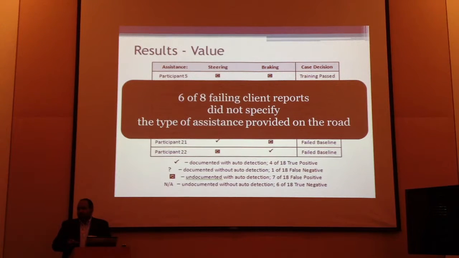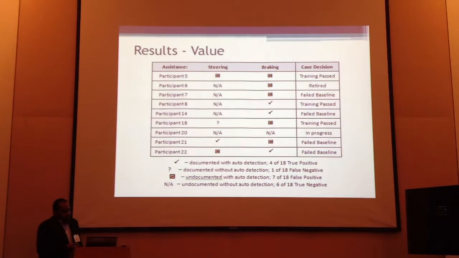So this speaks to the evaluator's potential for not putting enough information in the documentation. There were 6 instances where perhaps it said the client was assisted, but it didn't say if it was steering or braking. So just off of medical records, you can't always detect what type of intervention took place. You'll just say, I assisted my client. So this provides, it's also a value to the documentation.